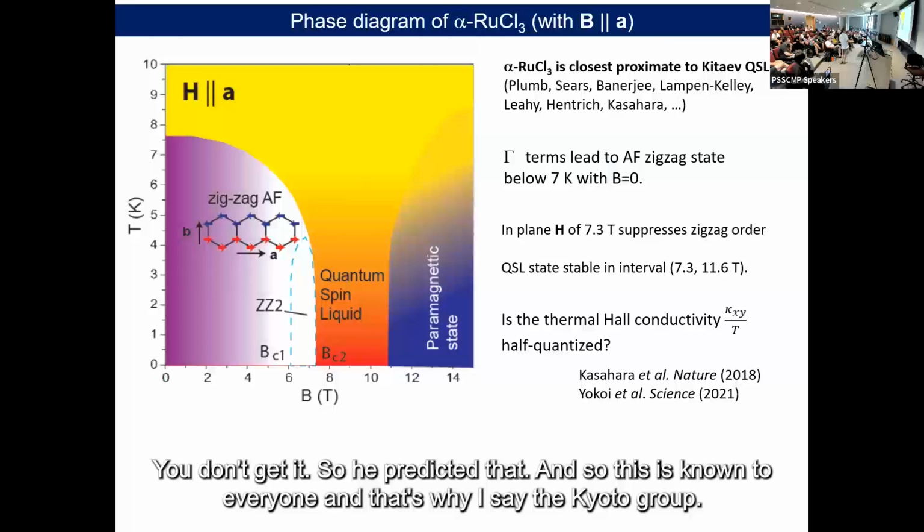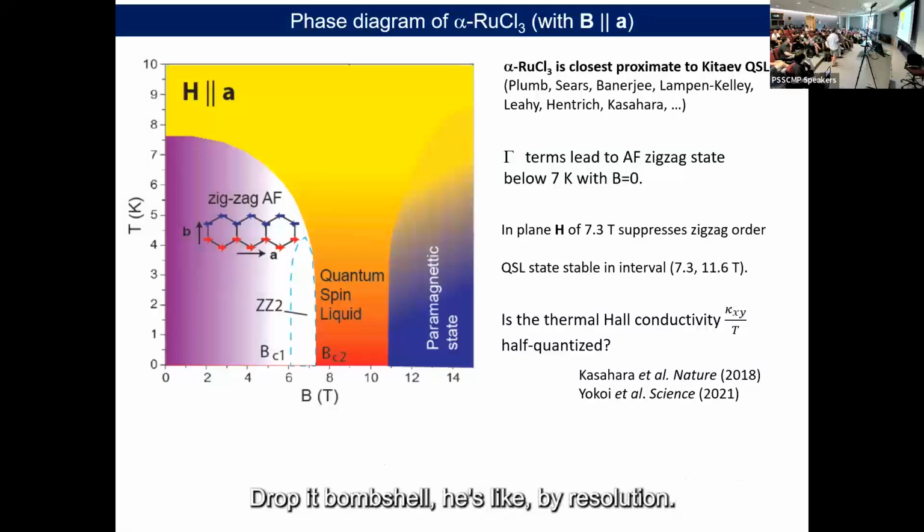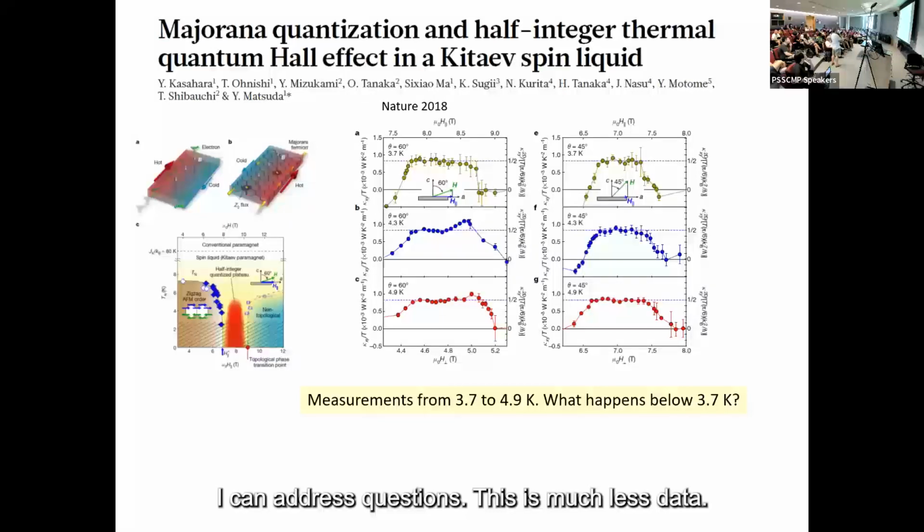And that's why I said the Kyoto group dropped a bombshell, basically saying that they had discovered the final solution. Other questions? I have lots of time, so I can address these questions. So this is Matsuda's data.